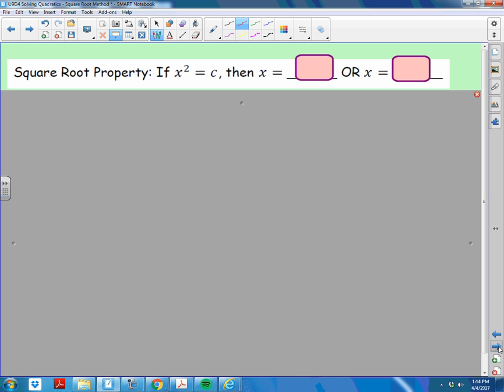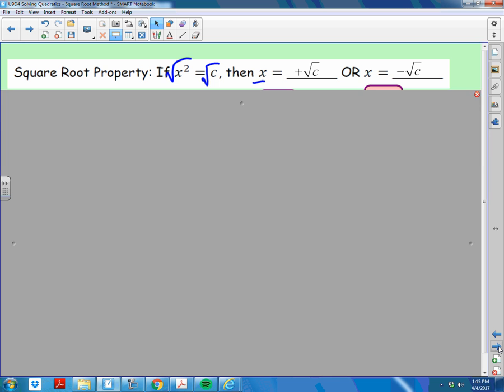The square root property simply says that if x squared equals c, then what is the value of x equal to? The square root of c or the negative square root of c. Because again, Danny, look, we would take the square root of both sides, right? Well, the square root of x squared is x. The square root of c has 2 answers. It's the positive square root of c or the negative square root of c. Okay? Always 2 answers from now on.